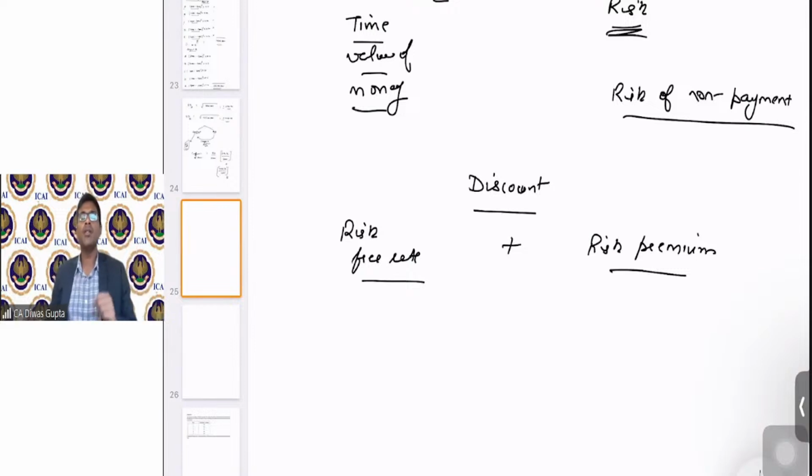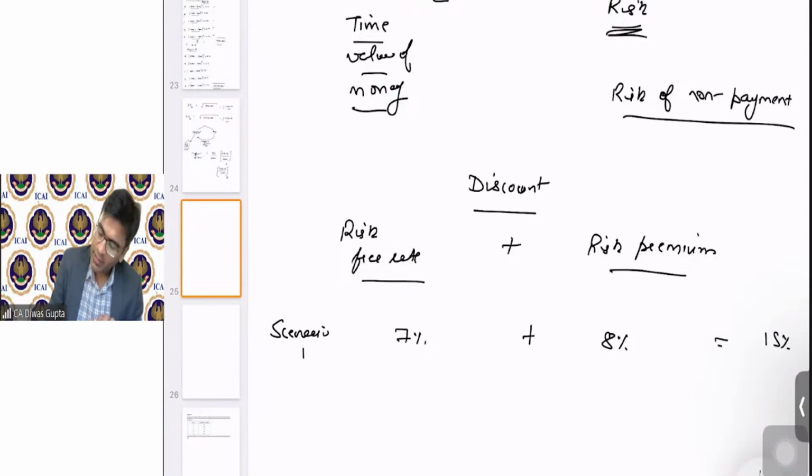Why is there a risk premium? Because the underlying security, the underlying project, the underlying business has risk associated with it. And while you are investing in that, you are undertaking that risk. Because you are undertaking that risk, there has to be some consideration for that risk. So scenario one: risk-free rate is 7%, risk premium is 8%, so you have a discount rate of 15%. Scenario 2: the risk-free rate will remain the same because the risk-free rate generally comes from government bonds, which are the most secured form of lending or borrowing, plus 4%, so 11%.